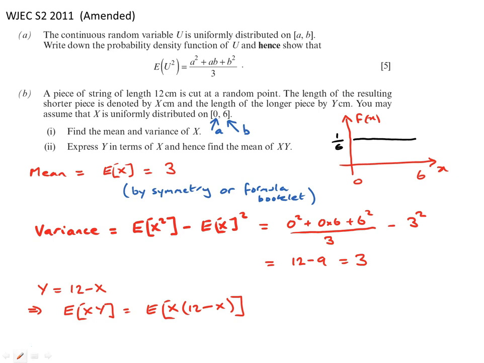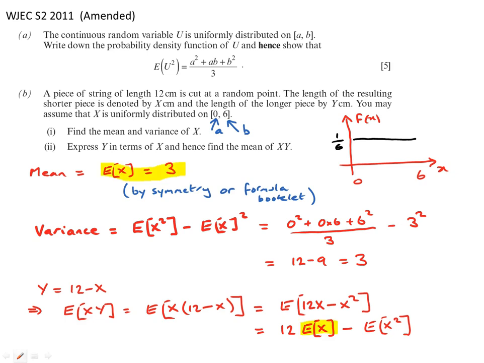What we can still say is that the expected value of x times y is the expected value of x times 12 minus x. In other words, the expected value of 12x minus x squared, which can be split up as 12 times the expected value of x, minus the expected value of x squared.